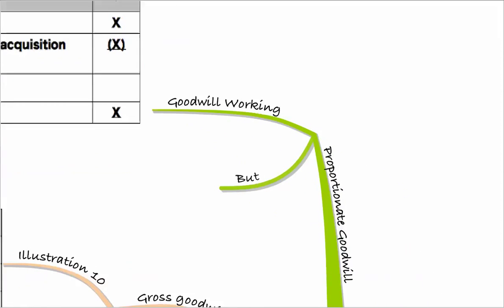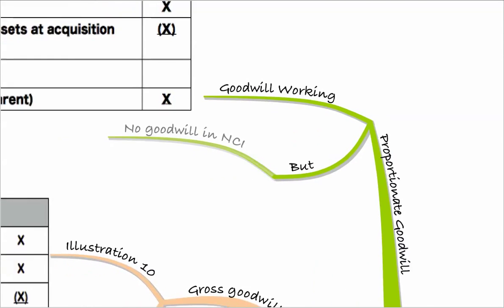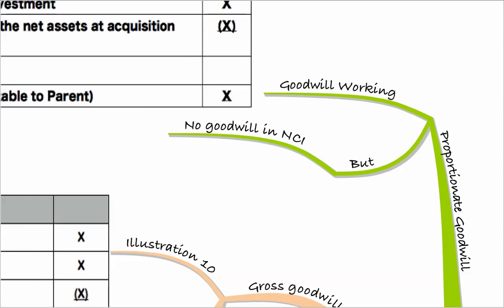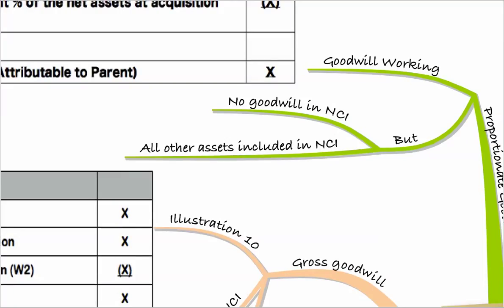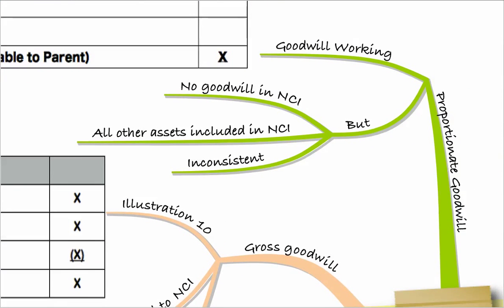What's the difference? Well, this proportionate goodwill, remember, doesn't give goodwill to the NCI. And that's a little bit inconsistent because all of the other assets are included in the NCI. They get a share of the non-current assets, the inventory, cash, all the rest of it, but they don't get a share of goodwill using this method. So it's inconsistent, and that's why they brought in the new gross or full goodwill. However, you can be asked either.